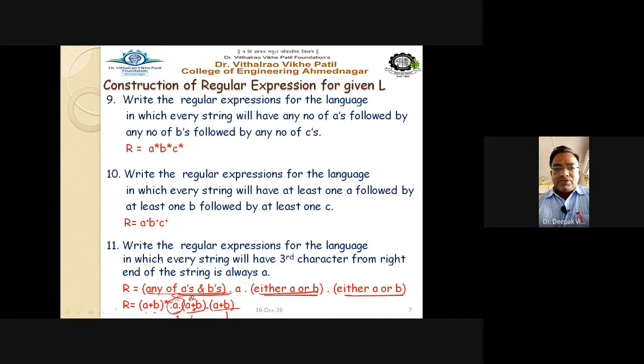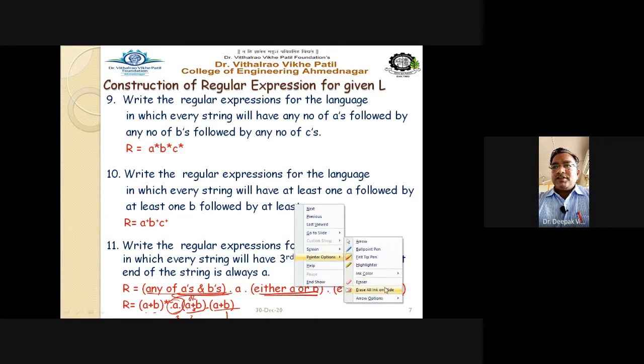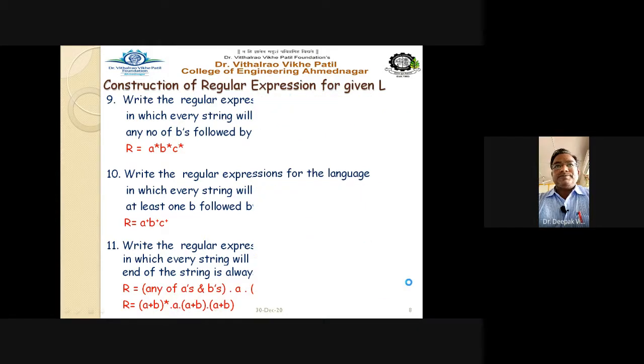So in this way, you have to understand the statement first, and then you have to write the correct regular expression. And it is very simple. Once you practice it, then it becomes very easy.